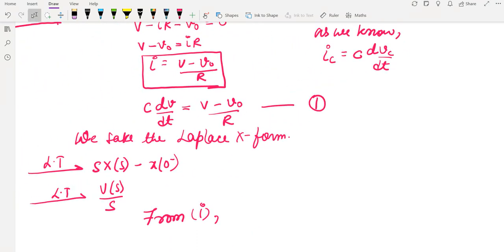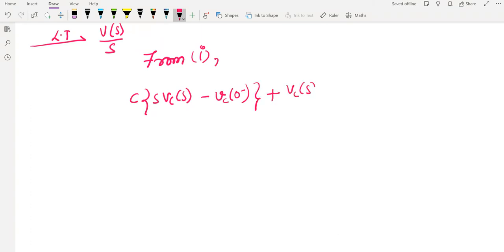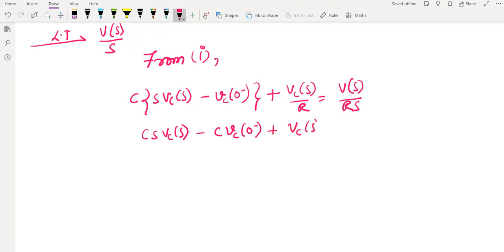So we are considering the voltage across the capacitor to be Vc, and we are writing C dVc by dt plus Vc by R is equal to V by R. Now when we take its Laplace transform, it will be C into (s Vc of s minus Vc at 0 minus) plus Vc of s upon R is equal to V of s upon Rs. That is, C s Vc of s minus C Vc at 0 minus plus Vc of s upon R is equal to V of s upon Rs.